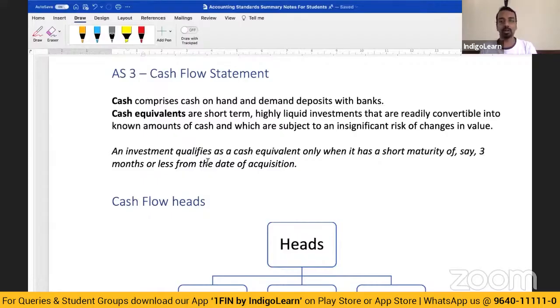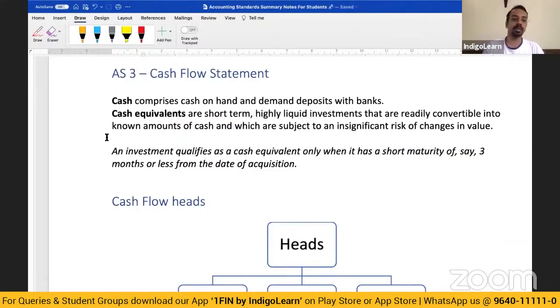we already have a video on YouTube on indirect method. You can just search indirect method Indigo Learn. You will find that. As far as AS3 is concerned, here we'll build the conceptual knowledge and look at 2 or 3 critical adjustments where students make mistakes. Okay, so the idea here is to help you understand where you can make mistakes in the examination, right?